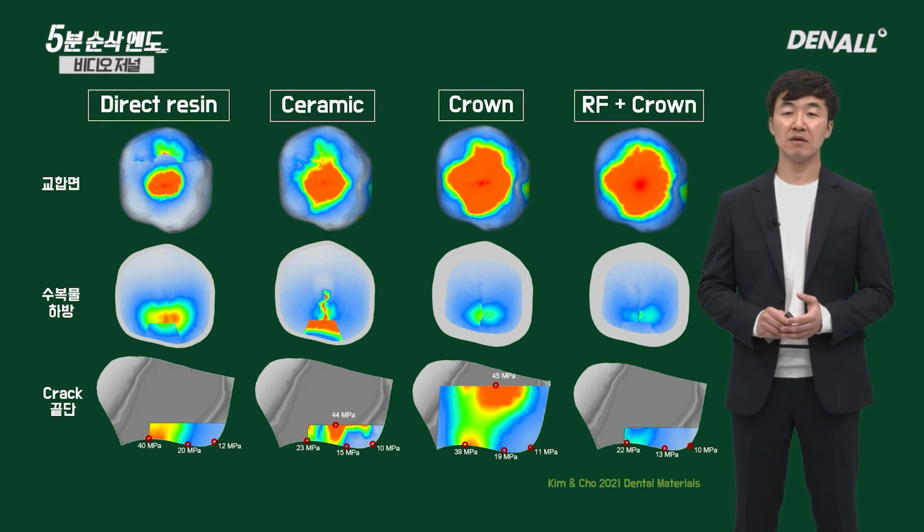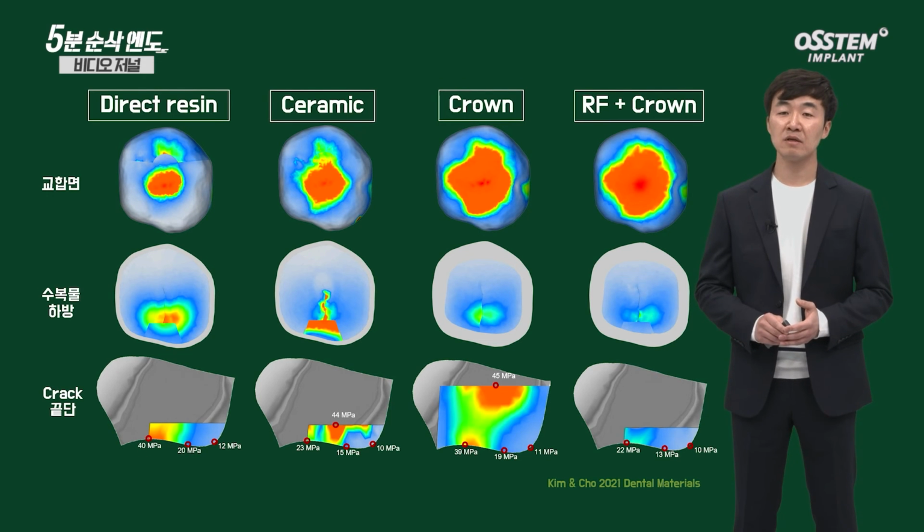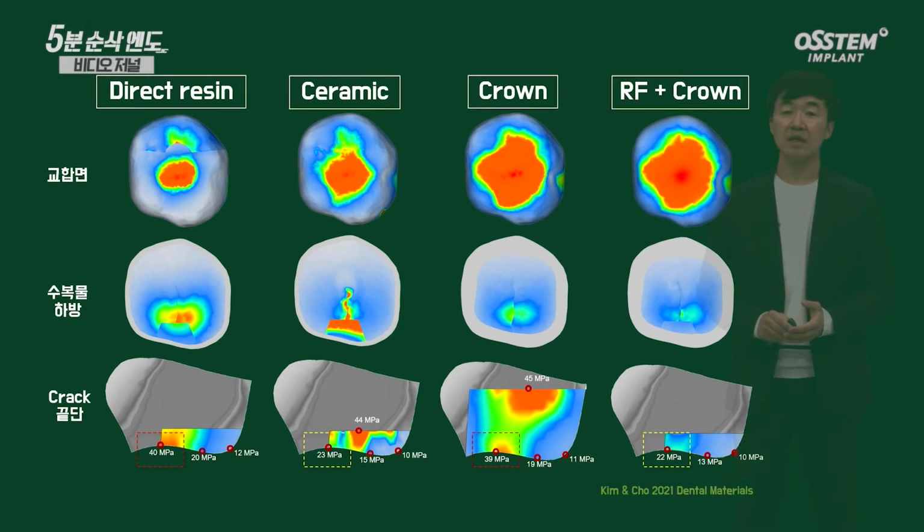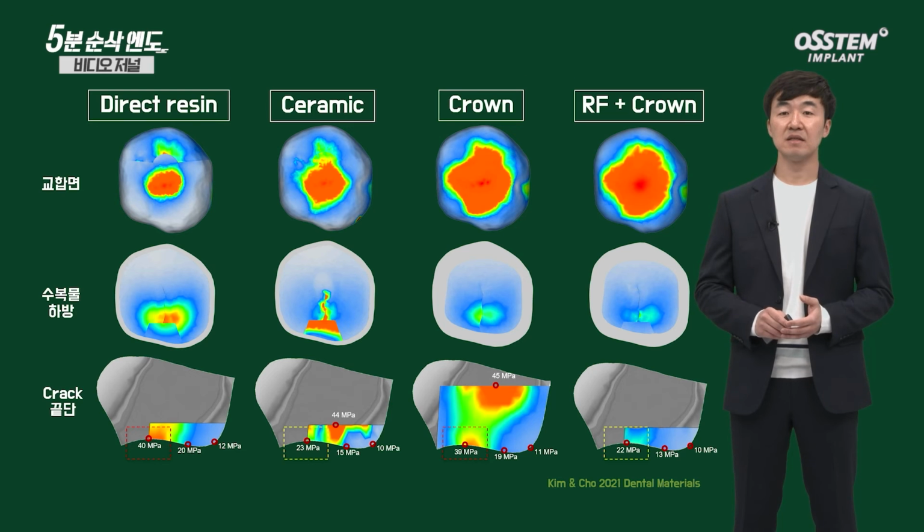The tip of the crack, in other words, left side of the proximal box, this is where the tooth is most weakest. If you look at the stress in resin and the coreless crown, the first one and third one, it is 40 to 39 megapascal, so it's quite high. In the case of second and fourth ceramic and crown with resin core, they are 23 and 22 megapascals, so relatively low.